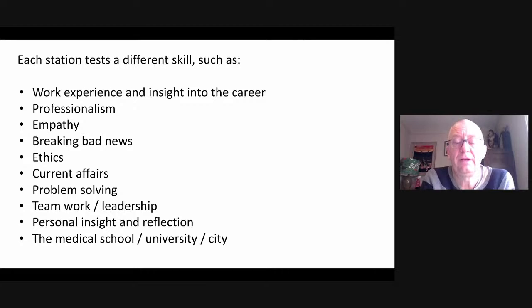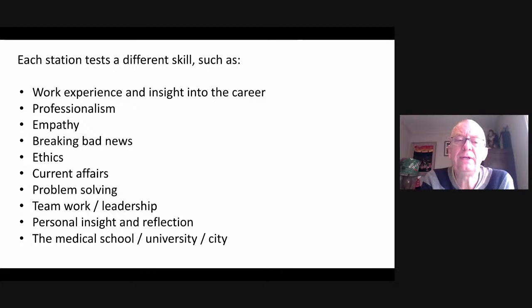Professionalism, can you do the job in the way it's meant to be done? Empathy, we've mentioned. Breaking bad news. This is something doctors have to do. They have to break bad news to people. And that could be a role play thing. You've got to break bad news to a member of the sports team or something. Ethics will be covered later today.